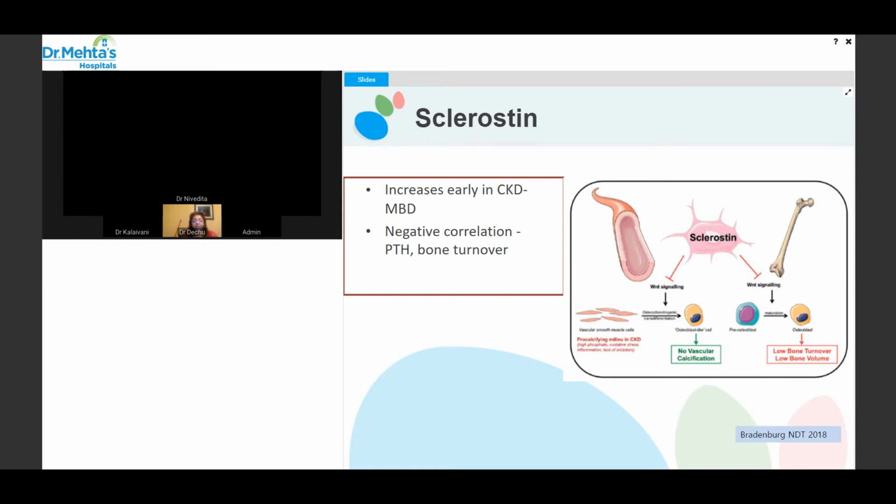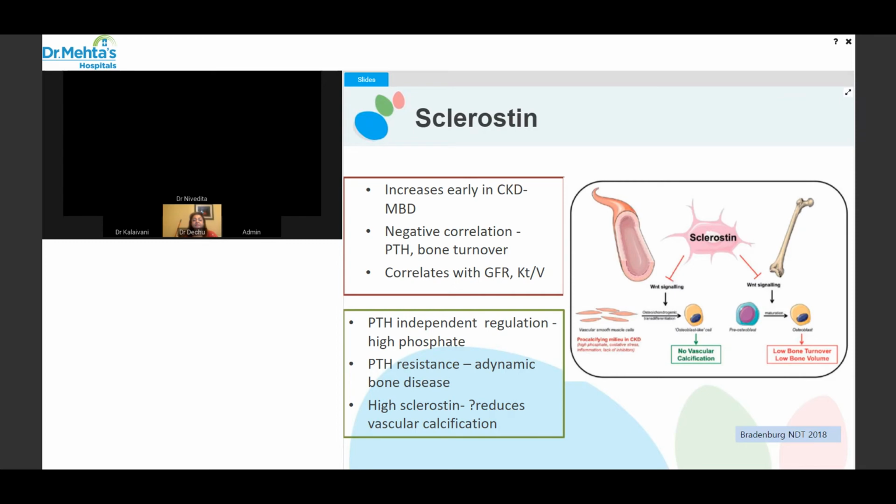We know that by inhibiting Wnt signaling in the bone, it causes a low bone turnover. But what exactly happens by inhibiting Wnt signaling in the vasculature is not very well known. It has a negative correlation with PTH and bone turnover. It correlates well with the GFR and the efficacy of dialysis. It has a PTH-independent regulation by high phosphate itself and is the key factor in adynamic bone disease. Whether it reduces vascular calcification will probably be answered in the next few years.